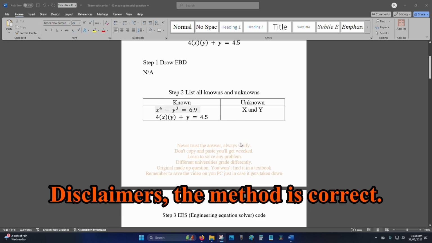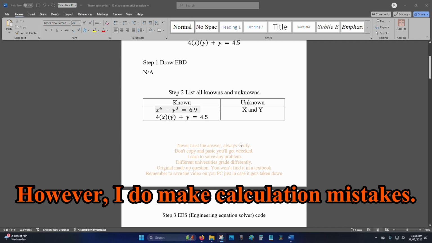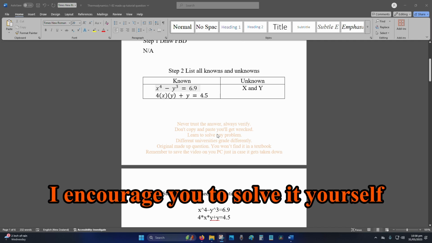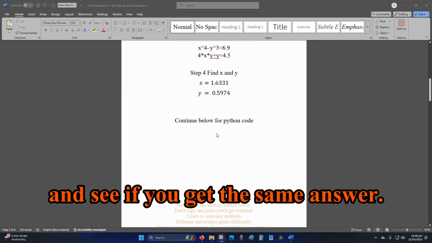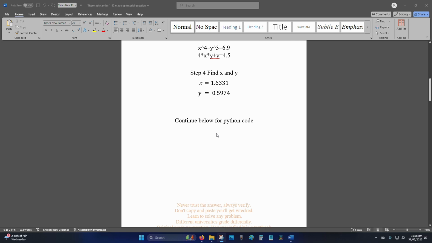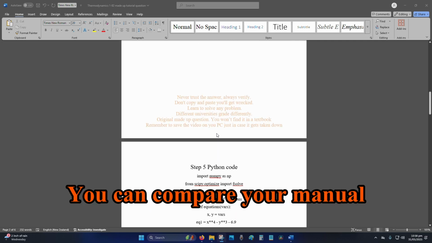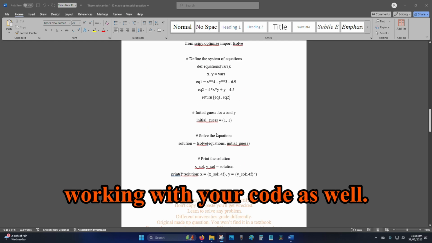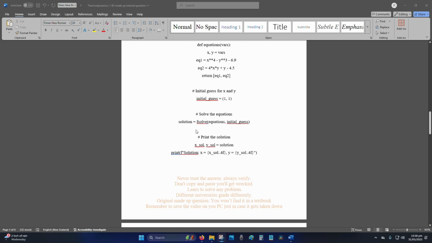Disclaimers: the method is correct, however I do make calculation mistakes. I encourage you to solve it yourself and see if you get the same answer. You can compare your manual working with your code as well.